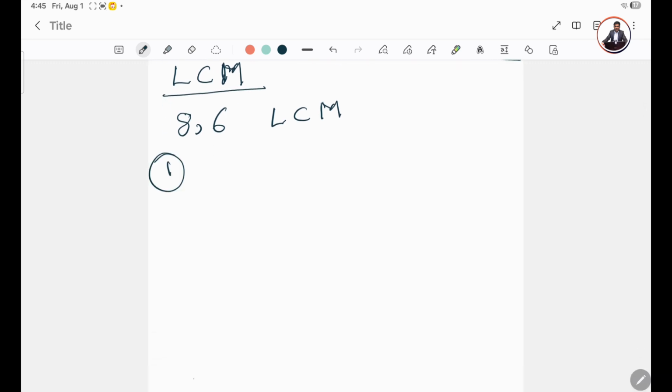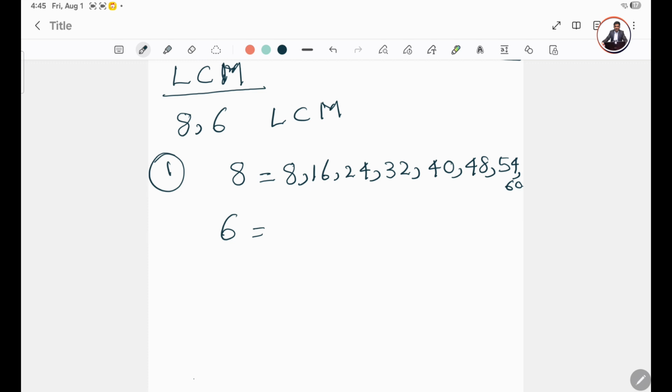The first method is to write the number 8 here and find all the multiples of 8. Starting from 8: 16, 24, 32, 40, 48, 54, 60, and so on. And for the number 6, what are the multiples? Starting from 6: 12, 18, 24, 30, 36, 42, 48.